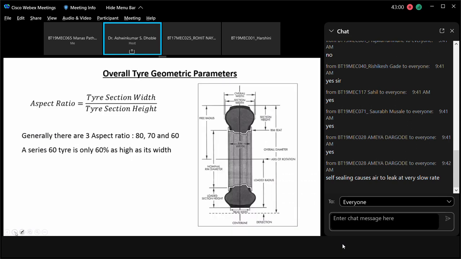Coming to the next topic: what are the different types of geometric parameters involved with the tire? The first one is the aspect ratio. Aspect ratio is the tire section width divided by the tire section height. So this is the tire section width.